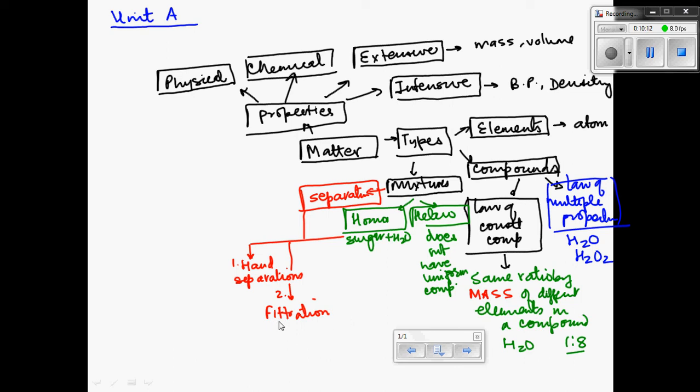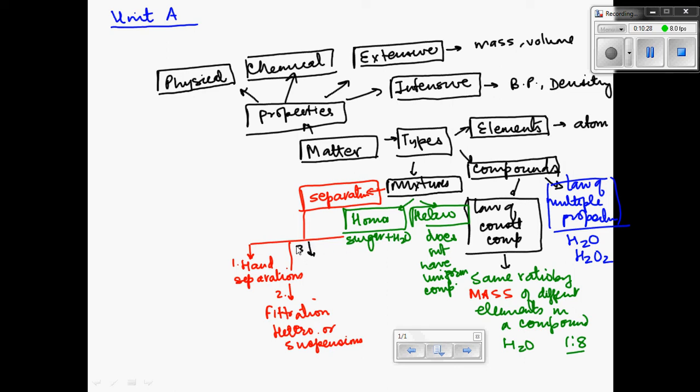Filtration can be used for heterogeneous mixtures or suspensions, but homogeneous mixtures will pass right through it, so it's not used for homogeneous mixtures. I'm going to change the color so it doesn't get too cluttered.